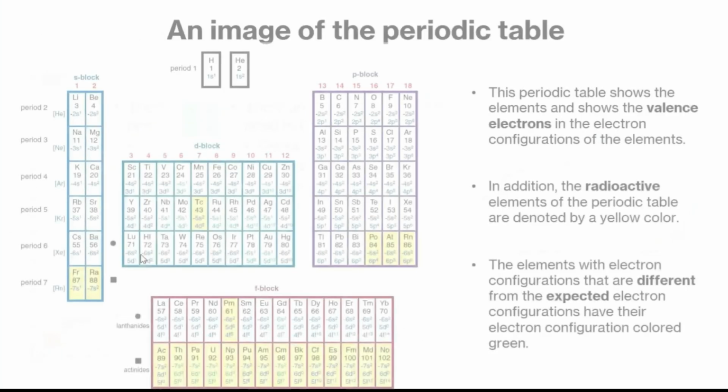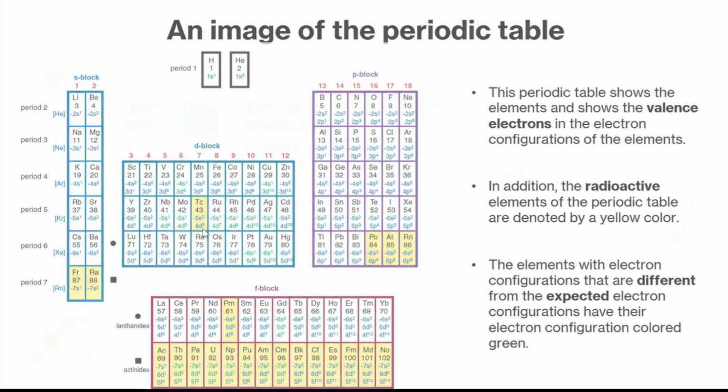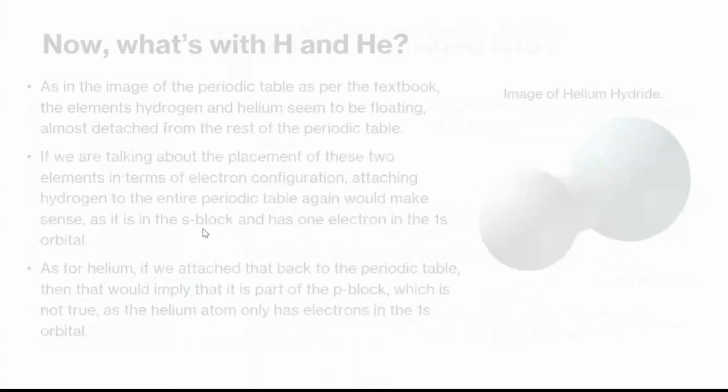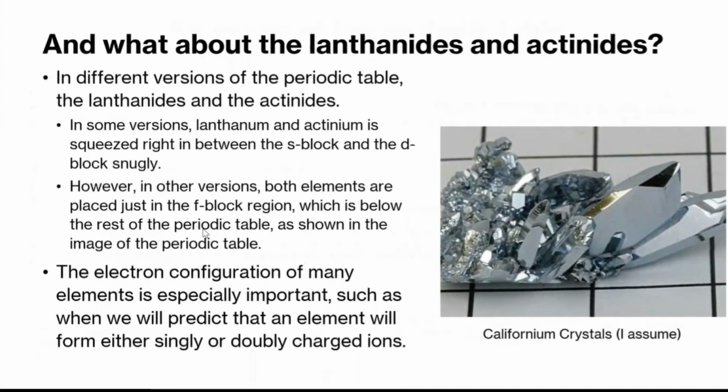Now, of course, we also have the lanthanides and actinides, which will be discussed next slide. In some versions of the periodic table, lanthanides and actinides are placed differently than in other versions. In some versions, lanthanum and actinium are squeezed right in between the s block and the d block snugly. However, in other versions, both lanthanum and actinium are just placed in that f block region, which is below the rest of the periodic table.